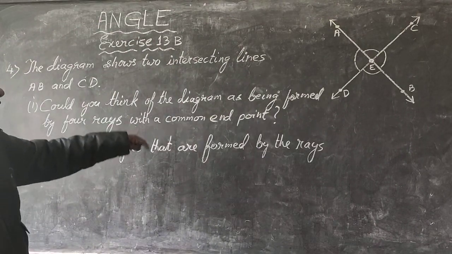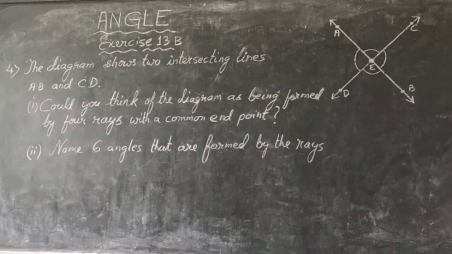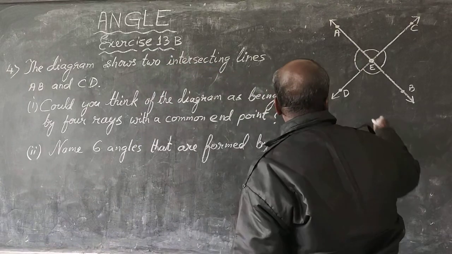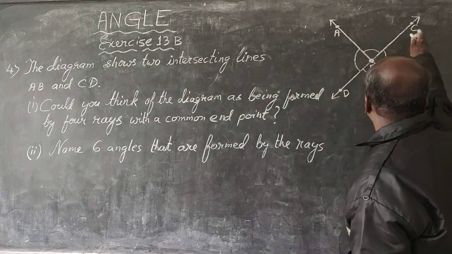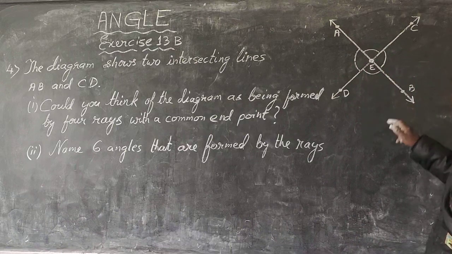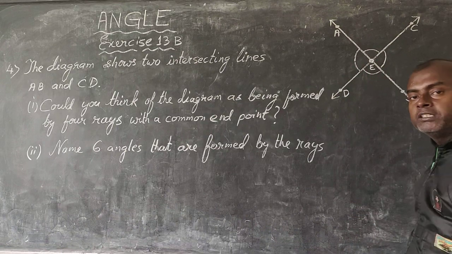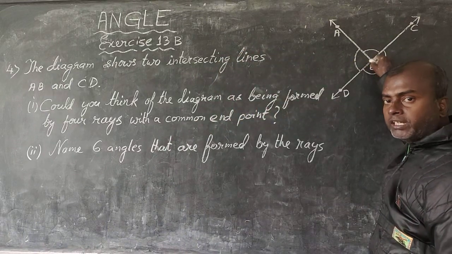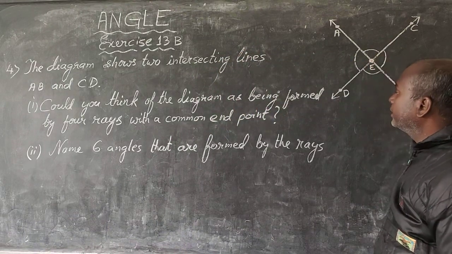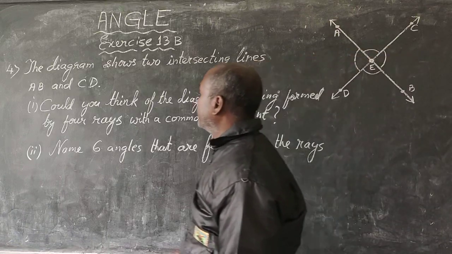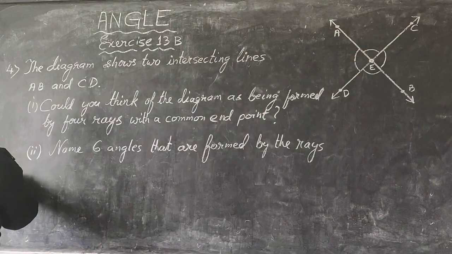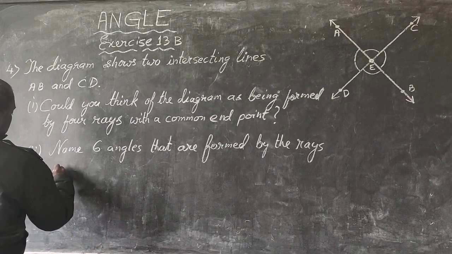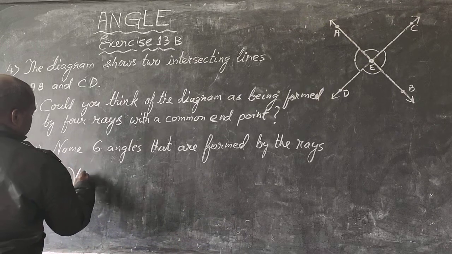Could you think of the diagram as being formed by four rays? Of course, yes, there are four rays. What are the four rays? EA, EC, EB and ED. These are the four rays with a common endpoint. Yes, this is the end point or starting point for all these four rays. So what answer should be right here? Just for the first part, yes.